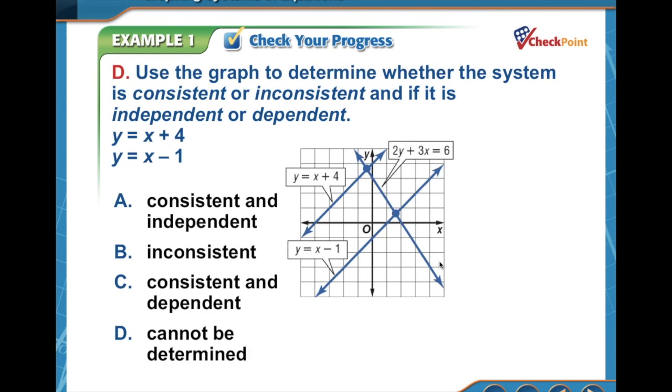Now 1D gives us another interesting problem to think about. So in this case, is our graph going to be, as we're writing it down, consistent or inconsistent? And is it independent, meaning one solution, or is it dependent, meaning more than one? Let's think about that.